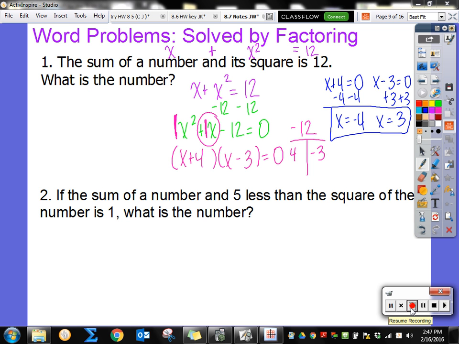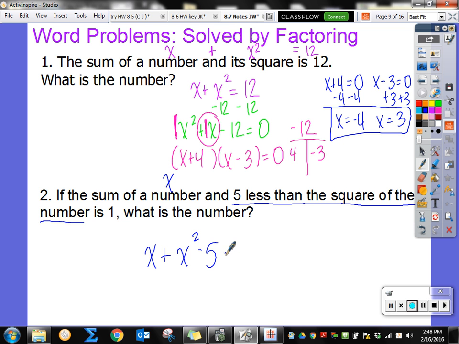If the sum of a number and 5 less than the square of the number is 1, what is the number? So first of all, I see the sum of a number, and so I know I'm going to have x plus something. So how do I write 5 less than the square of the number? X squared minus 5, because less than means you have to reverse the order that you see it in the word problem. So x squared minus 5, and then is 1 equals 1.